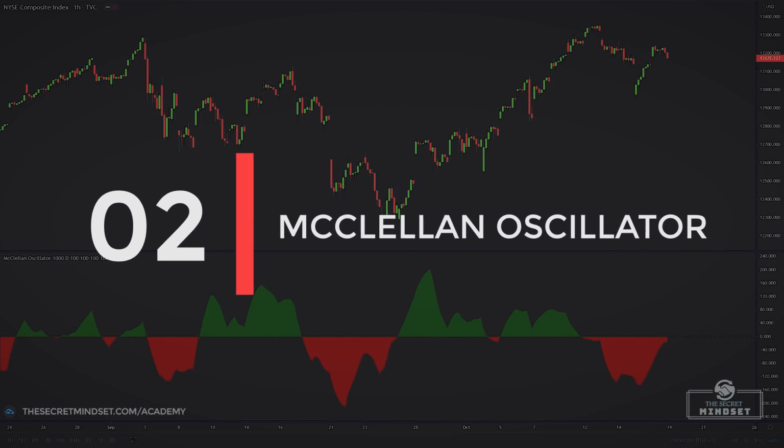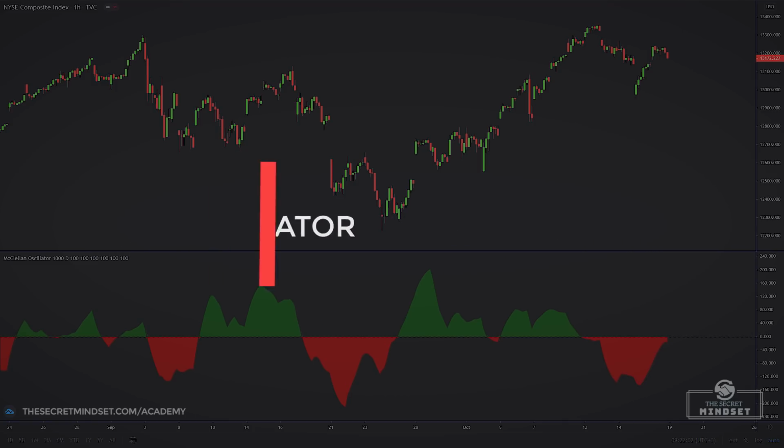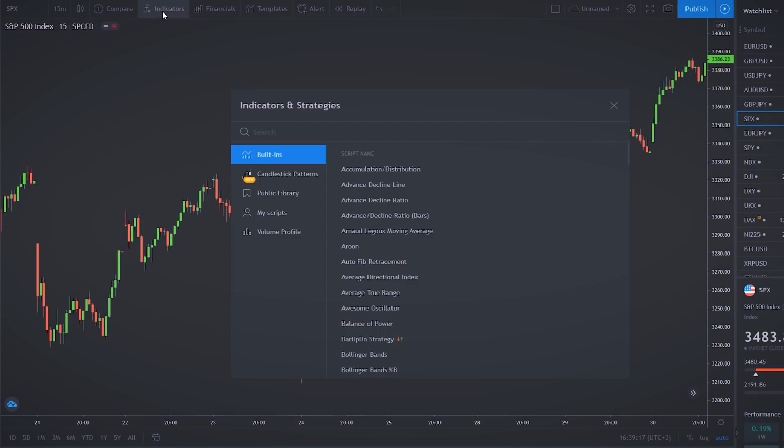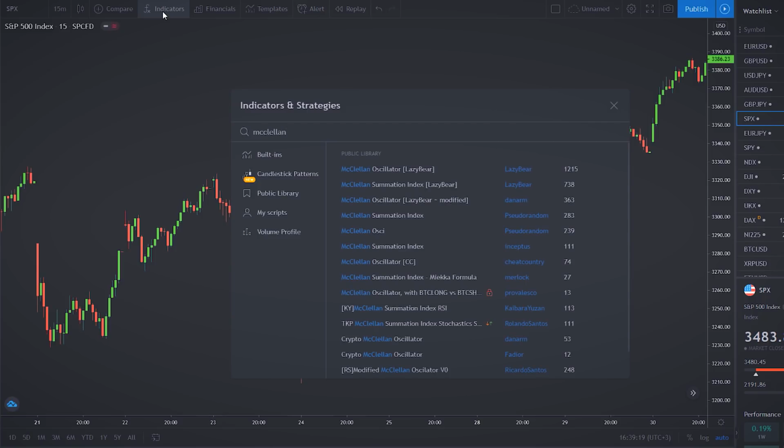Second, we have the McClellan Oscillator. This oscillator will be applicable to equities markets that have a substantial number of individual stocks that trade actively.